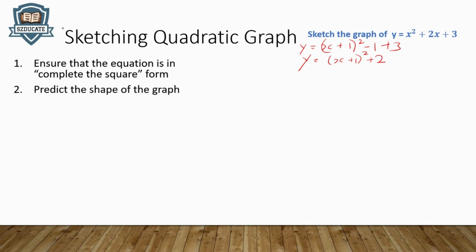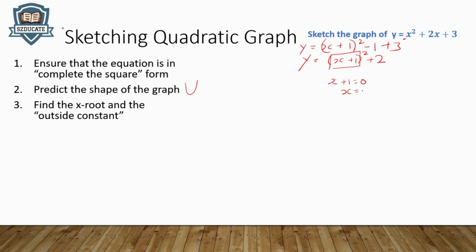Next, predict the shape of the graph. Now, you can predict the graph by looking at the coefficient of the x squared term here. There's nothing in front, so it's a positive 1. So if it's a positive 1, it means it's a U-shaped curve. Next, find the x root and the outside constant. Now, inside your square is x plus something or x minus something. This is what I mean by your x root. So let x plus 1 equal 0. So x will be minus 1. This is your x root.